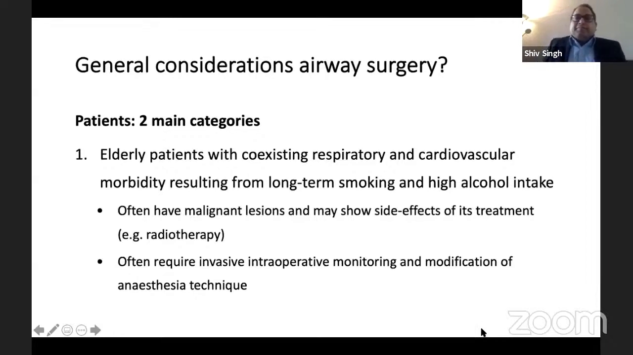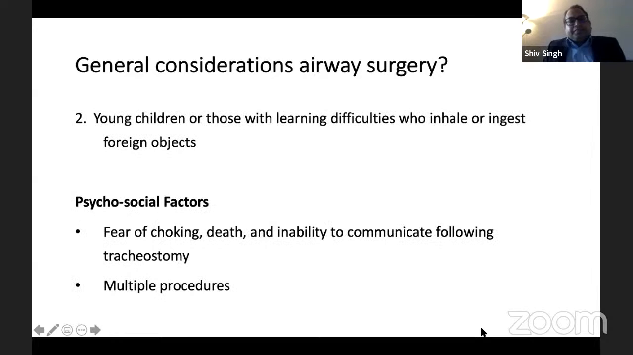And because these are elderly patients with comorbidities, you might need to use invasive intraoperative monitoring and might have to modify your anesthesia technique, because you want to reduce the cardiorespiratory problems associated with these comorbidities. The other group is fairly young children, or children with learning disabilities, who might have inhaled or ingested foreign objects. So they present an emergency situation.